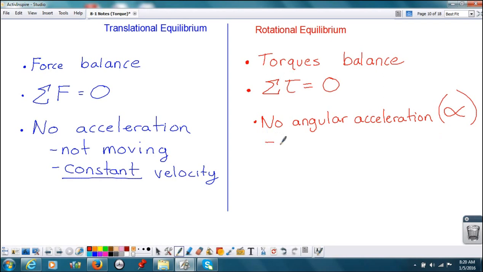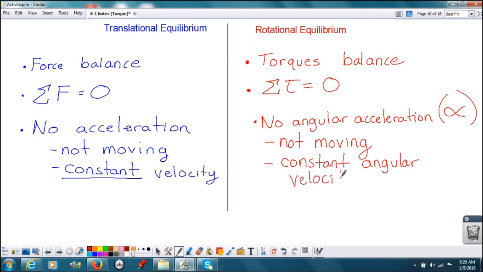What does that mean? Well, that could mean it's not moving. Okay, if it's not moving, then it's not rotating. It doesn't have an acceleration. Okay, it's not speeding up or slowing down. Okay, or it could be moving, but at a constant angular velocity. So omega is going to be the same.